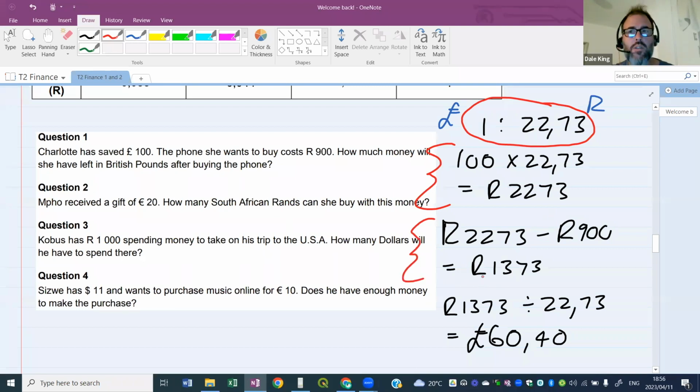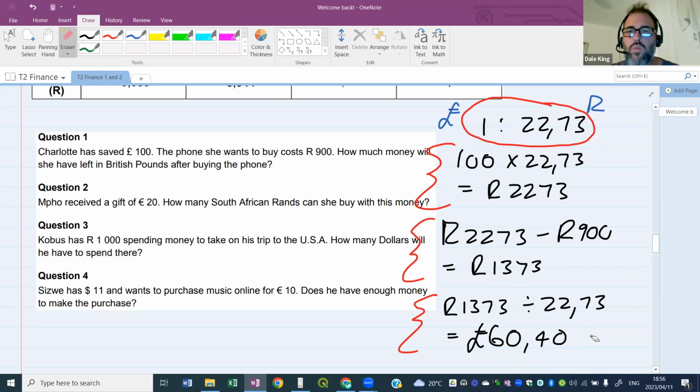Now, the question didn't say how much will she have left in rands. They said how much will she have left in pounds. So we've got to convert those leftover rands back into pounds, but this time we're going to divide. We want to know how many 22 rand 73s I have in this money, because each one is a pound. So you divide and you get 60,40 pounds. So three steps to get to our answer. Good job to all those people that got it.